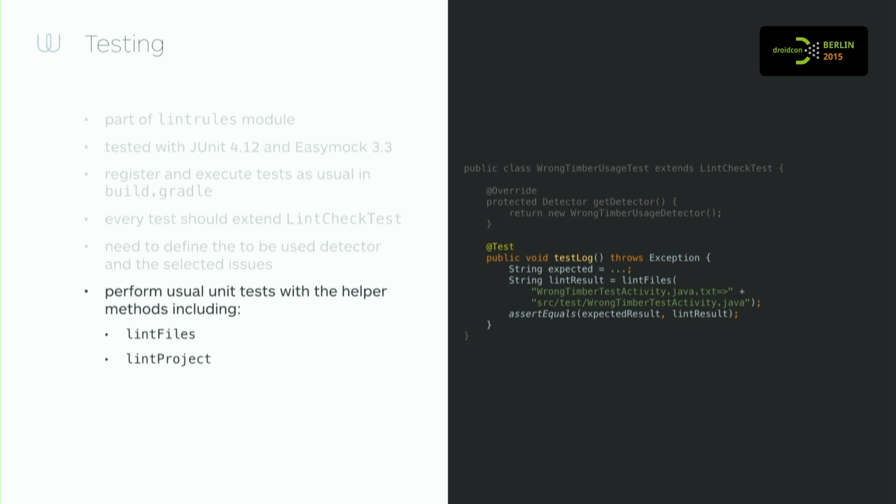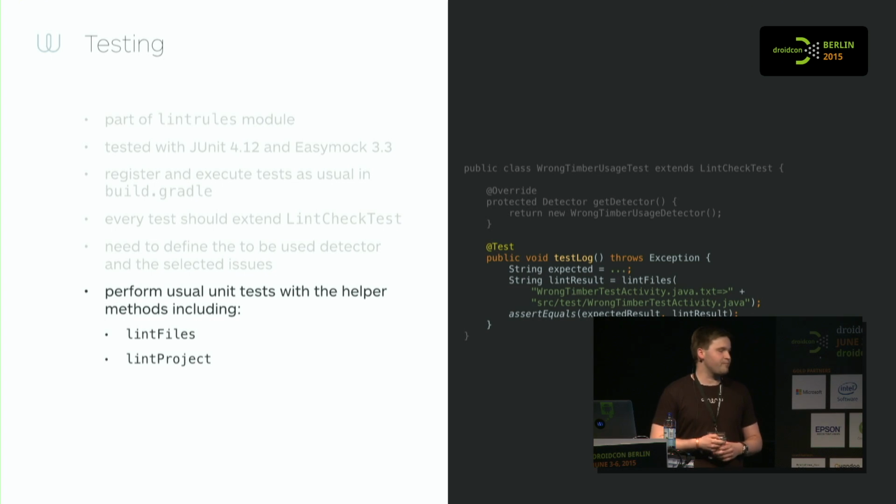Yeah, and then we have a normal unit test. In this case, we want to test one file, which is a wrong timber test activity, which is basically just a normal Java file. This can be checked with the lint files. You get a lint result and can just compare this with the expected result.